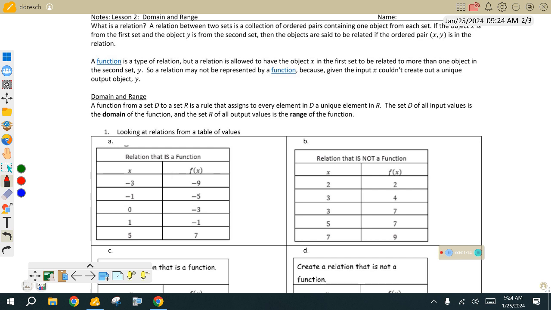Okay, functions from our algebra 1 families, and then as you roll into algebra 2, you're going to add more families onto that.